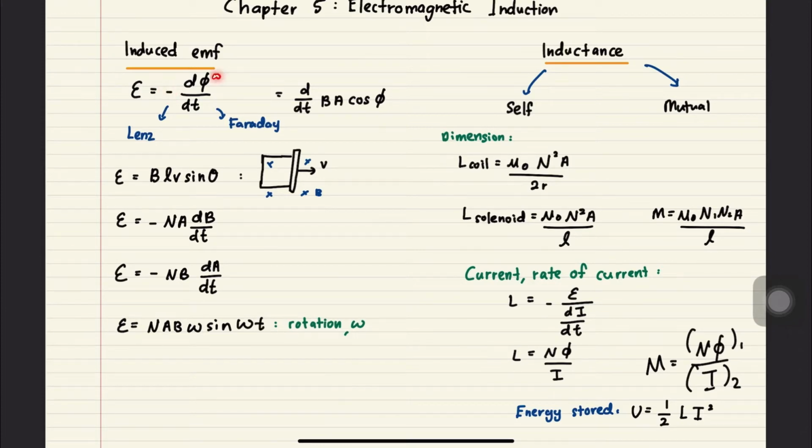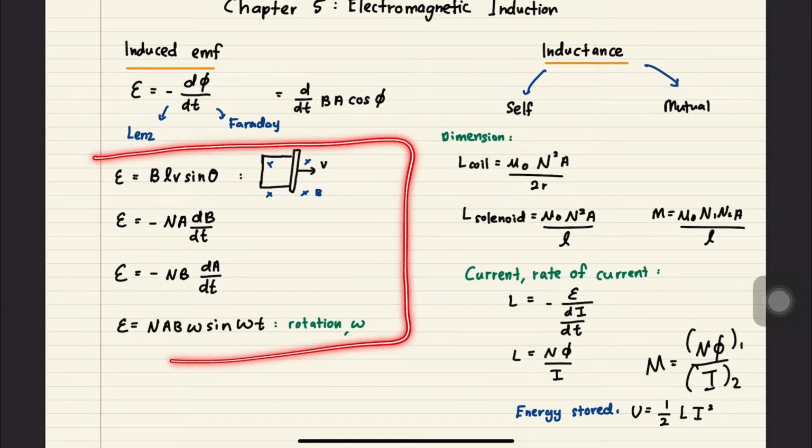The phi here is basically the flux, which equals B A cos theta. So from this equation, if any one of these variables changes, if the magnetic field changes, A changes, or theta changes, then you will have induced EMF. Normally when you read the question, you can straight away identify what quantity is changing, and then you can straight away use another formula. So normally you might have to use this formula instead.